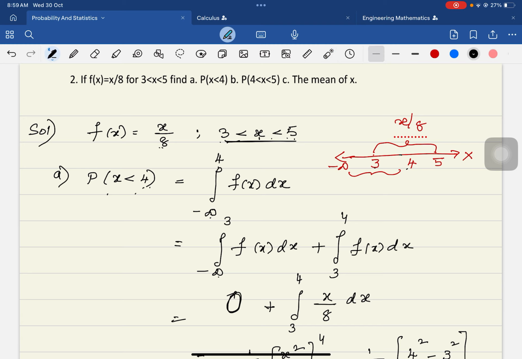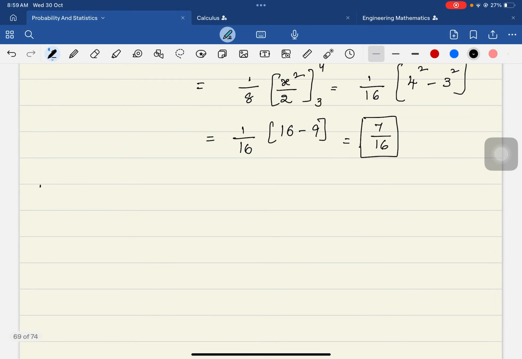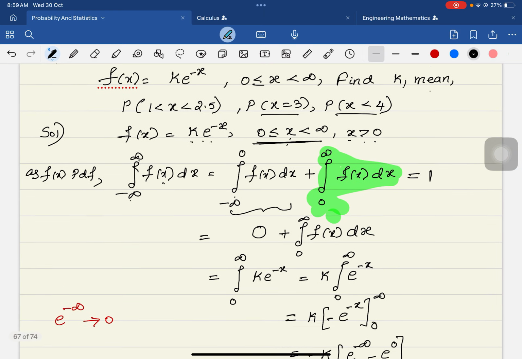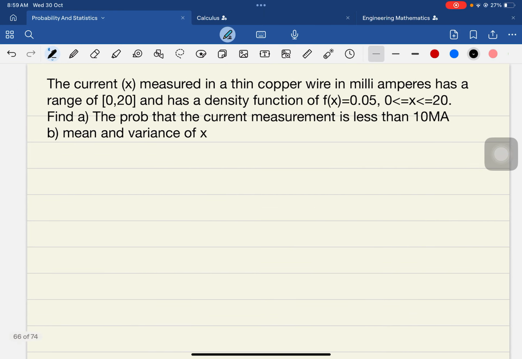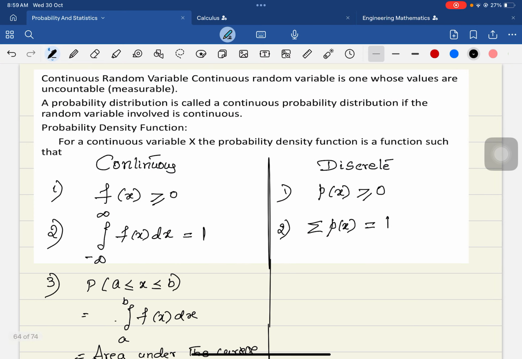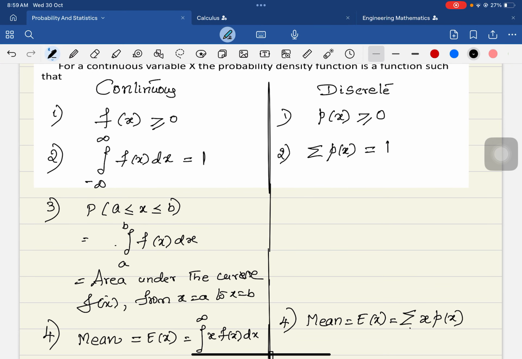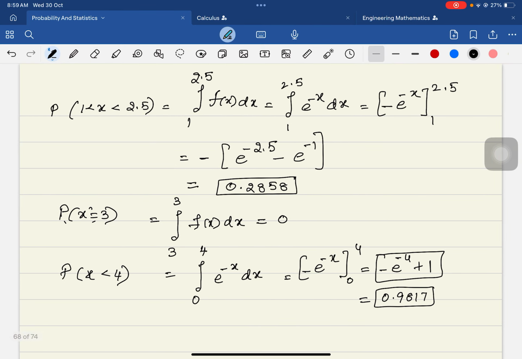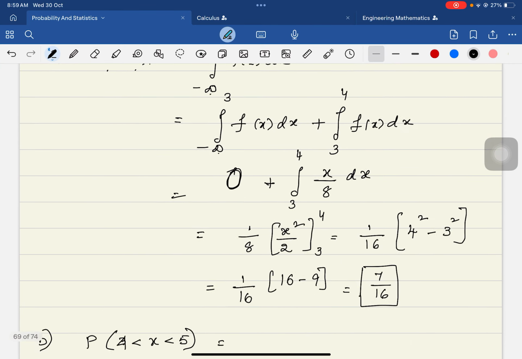Now let us go to the next problem. P of x lies between 4 and 5. Let us do that. According to the definition, we have already defined in the previous lecture the probability of x lies between a and b: the integral from a to b of f of x dx. This is the definition. So when you have got the limits like this, you can do it like this.